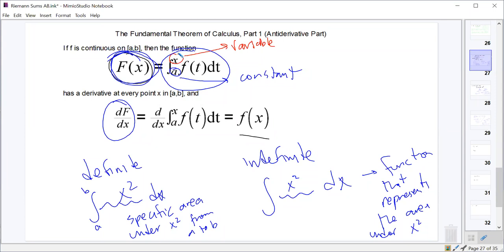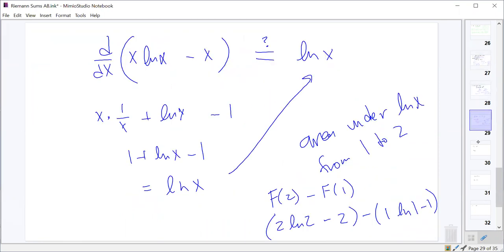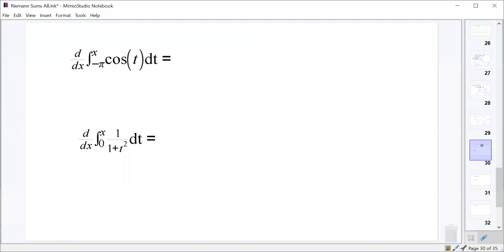But yeah, I want to try real quick to do one problem with this and see if all of this can be put together to a place where it makes sense to you. What we want to do is find the derivative of the integral from some constant, negative pi, to x of cosine of t dt. Since we don't know what the antiderivative of cosine is, you may know what it is, but that's fine.